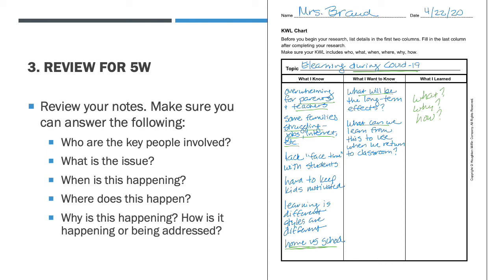When is this happening? I'm focusing on now since it's timely, but also want to look at long-term effects in the future. Where? I noted people's homes versus the classroom. Why? Of course, we know why. And while I have the basics, I still have questions to answer about long-term effects or what we can learn from this to take back to the classroom. How will we recover from this? These are things that I want to research and include in my L, what I learned column. So while I have some very basics, I don't have quite all of the 5 Ws. So I want to go back and revisit that and add to my notes.